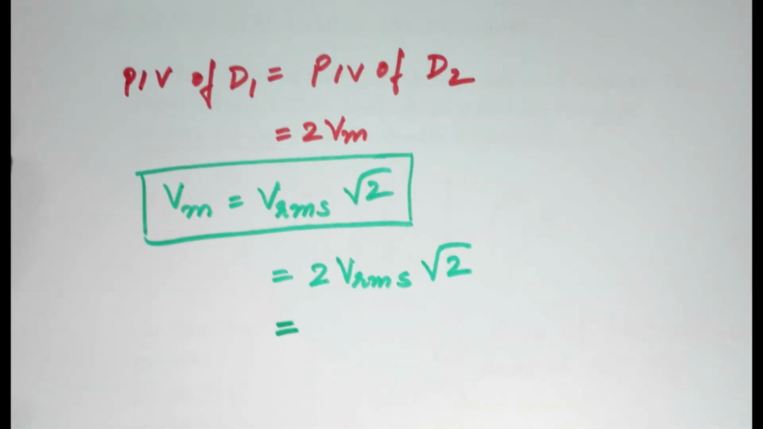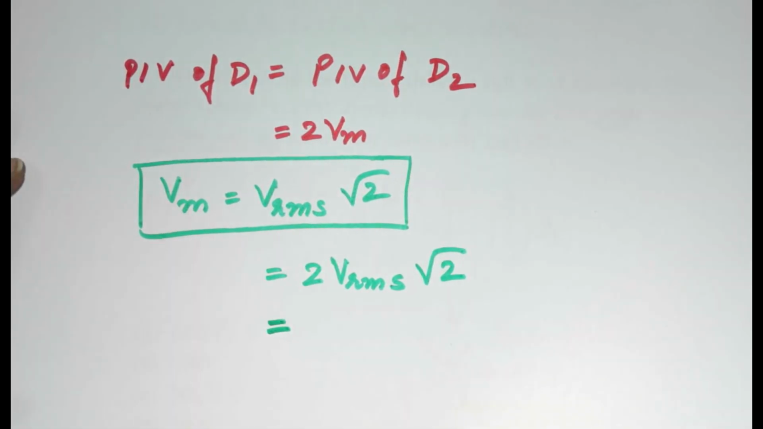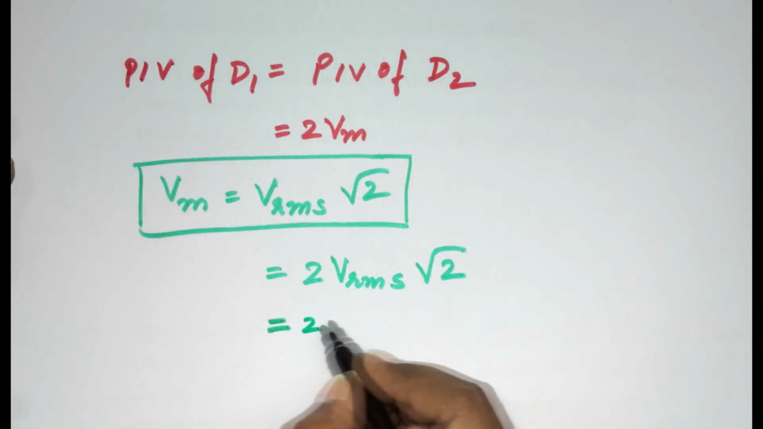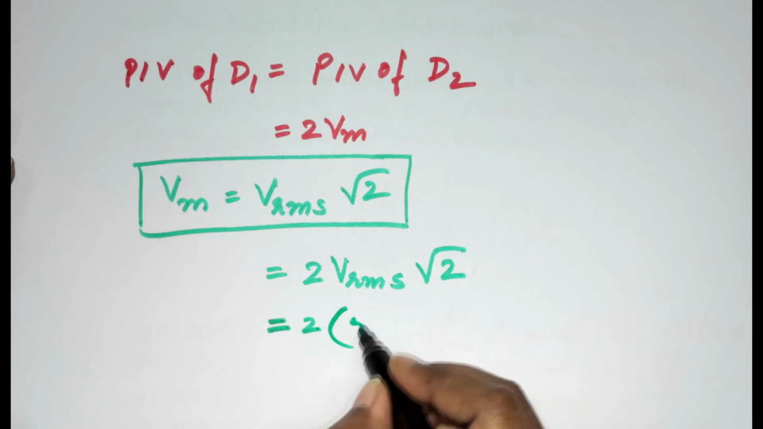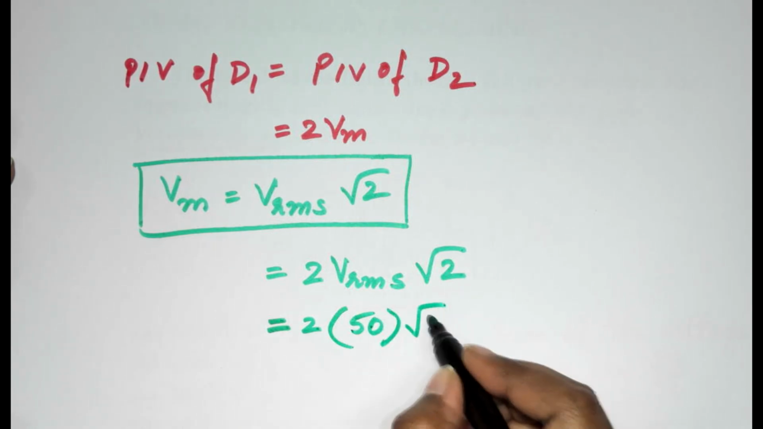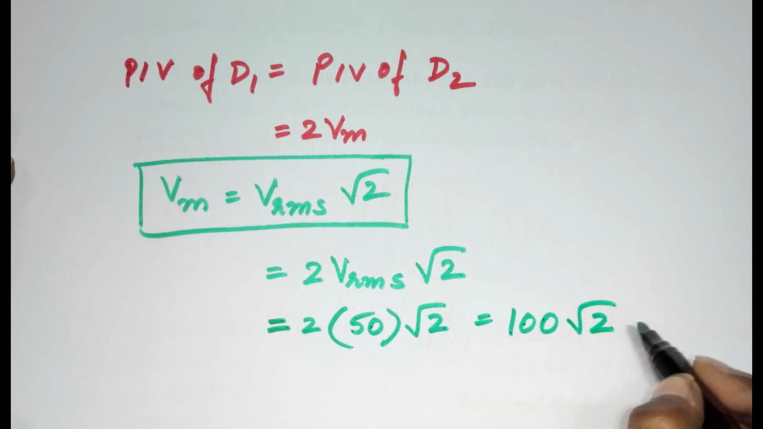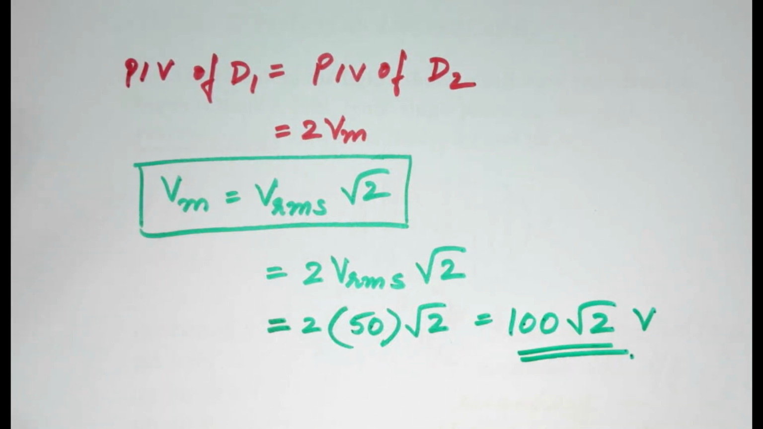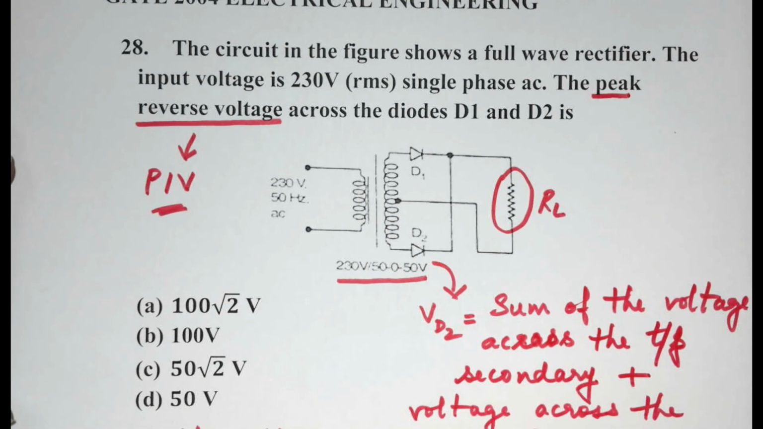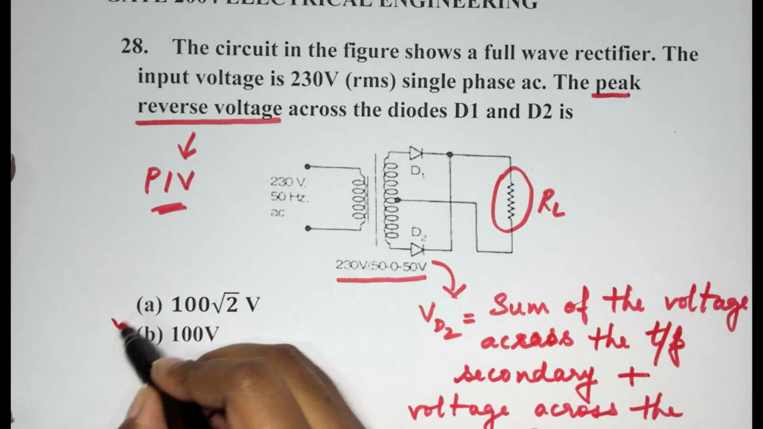Now let's substitute that over here. That's 2 times 50 root 2, which is 100 root 2 volts. So the answer over here is 100 root 2 volts, and that matches with option A. So this is the solution, and I hope it has helped.